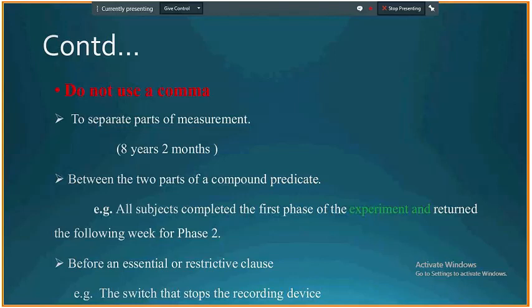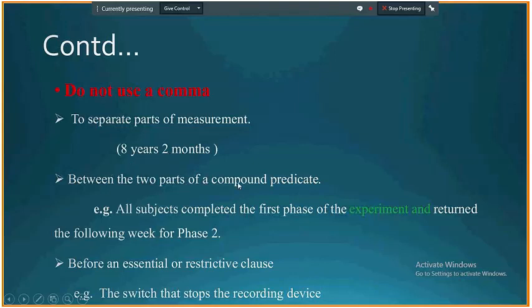Now I explain about these bullets where we cannot use a comma. First one is two separate parts of measurement, for example 8 years, 2 months. Between that 8 years and 2 months, we should not use a comma here. In similar types of cases we should not use one.